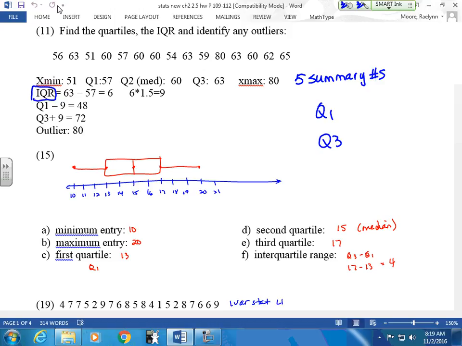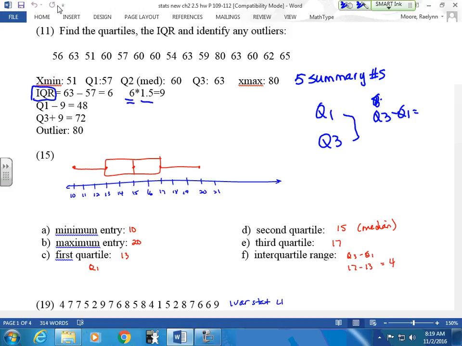So we're going to subtract these guys. And you want to subtract because you want to stay positive. So you're going to be Q3 minus Q1. That's where you start. You take that answer and you multiply it by 1.5.